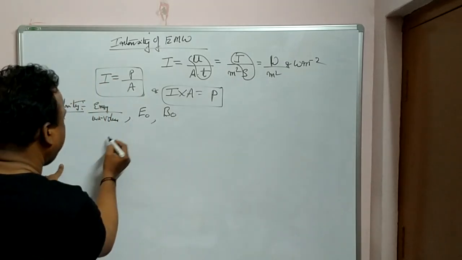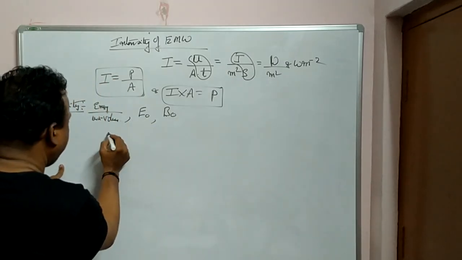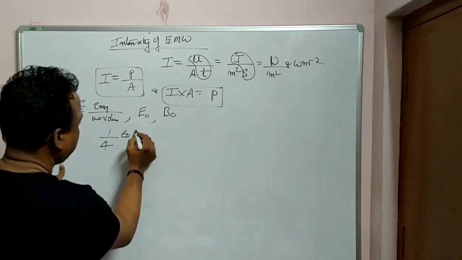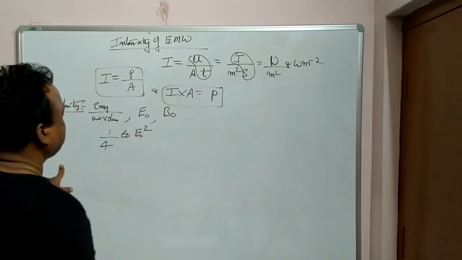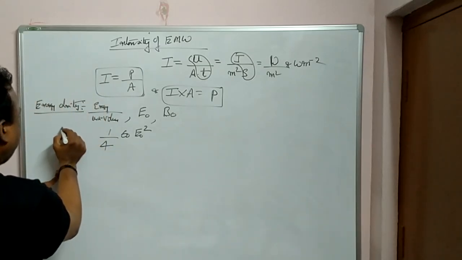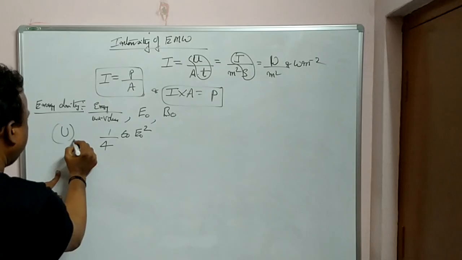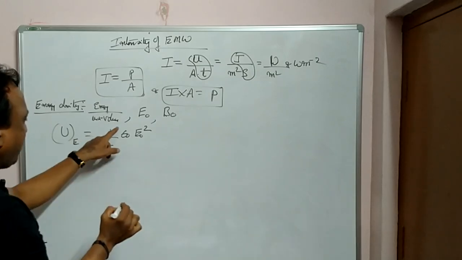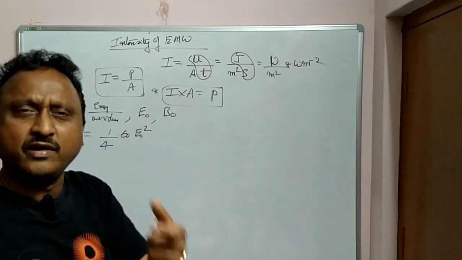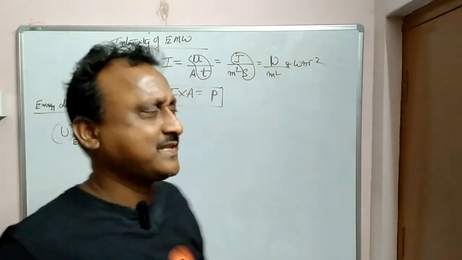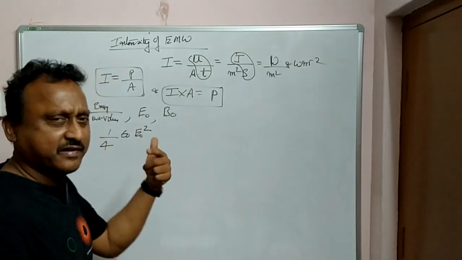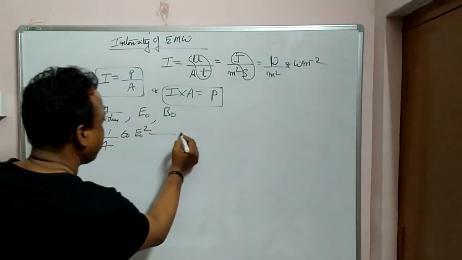So it is simply given like this. Energy density of the electric vector is given by 1 by 4 epsilon naught E naught square, where epsilon naught, you all know, is the permittivity of free space, and E naught is the amplitude of the electric vector, already I have given in the equations. This is one equation.